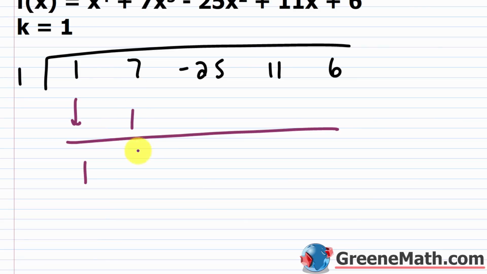So 1 times 1 is 1, 7 plus 1 is 8, 1 times 8 is 8. Negative 25 plus 8, that's negative 17. And then 1 times negative 17 is negative 17. 11 plus negative 17, that's going to be negative 6. 1 times negative 6 is negative 6. 6 plus negative 6 is 0.